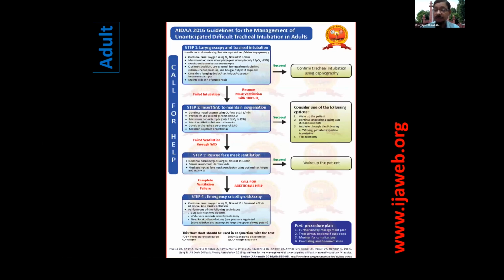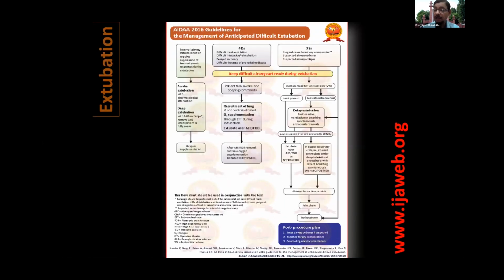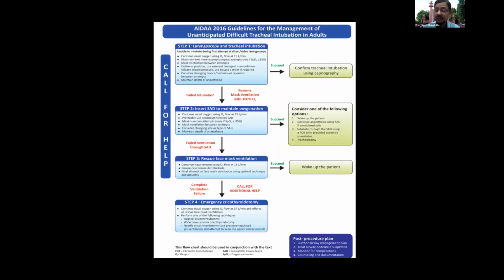The unanticipated difficult airway in adult patients, in obstetric patients, in pediatric patients, and the management of difficult airway extubation protocols in anticipated difficult airway. And for the first time in the world, in fact, they came up with a guideline which is primarily on tracheal intubation in the intensive care unit. So I'll just touch on all the guidelines. I will specifically emphasize the unanticipated difficult airway guideline in adult patients. But what are the specific changes in the subsequent guidelines, the special situations? I will just touch on them as well.